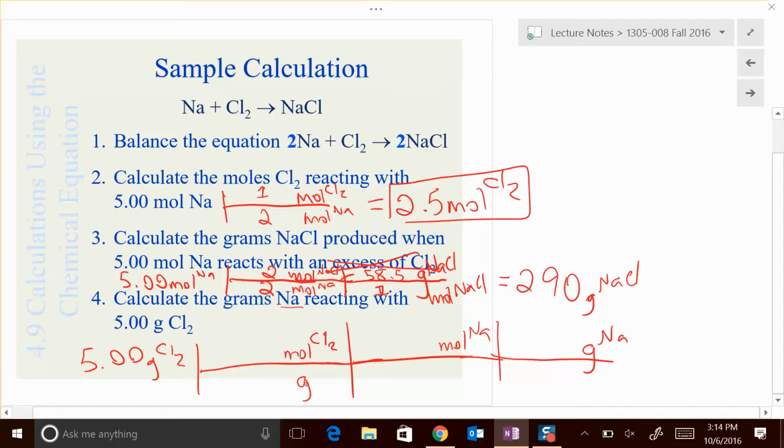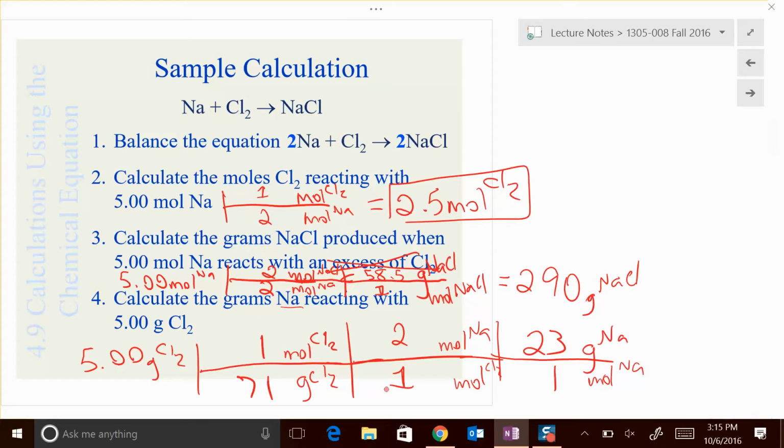Okay, drop my units, grams of Cl2, moles of Cl2, and moles of sodium. 1, 1, 35, 71. 71 grams of Cl2 and 23 grams of sodium. Right? And my molar relationships are 2 sodiums for every 1 chlorine. Okay? So 5 times 2 times 23 divided by 71. That's what I would do to find the grams of sodium that would react with 5 grams of Cl2. Okay, guys. We'll see you next time.